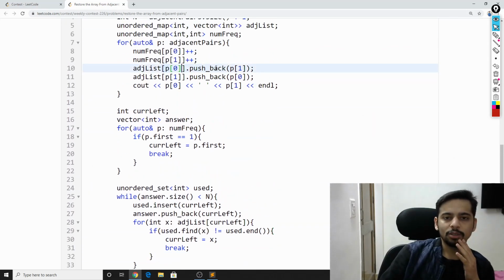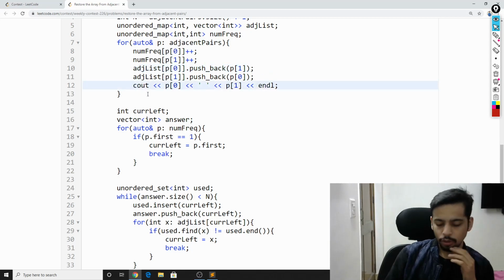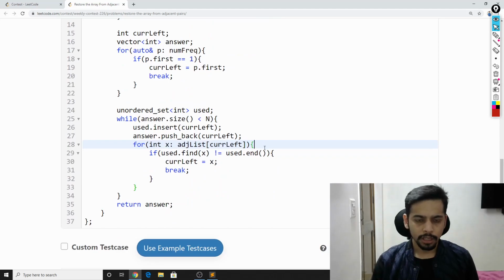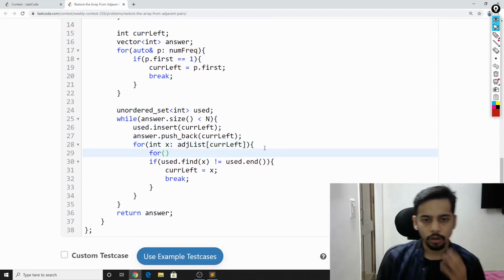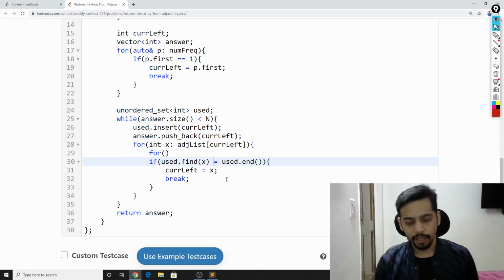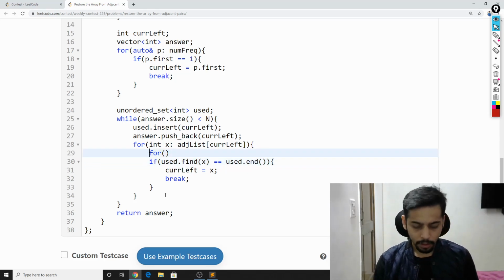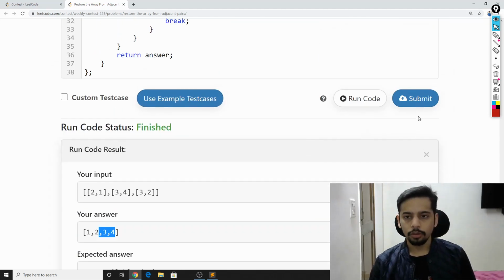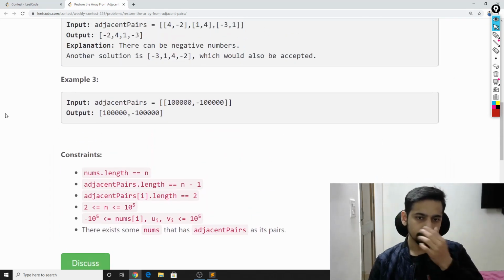So adj list at p0 dot push back p1. This should actually work, right? Let me see if this loop runs at all or not. Is not equal to use dot end. Is equal to use dot end. I'm sorry. My bad. 1, 2, 3, 4. Let me submit this.